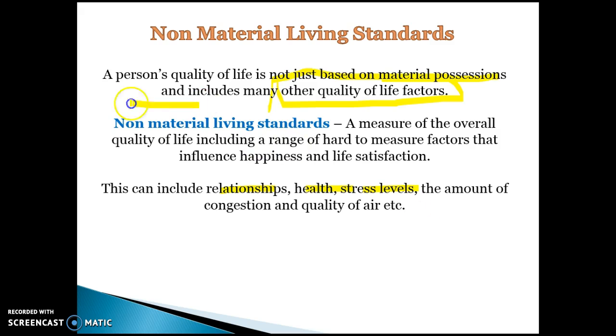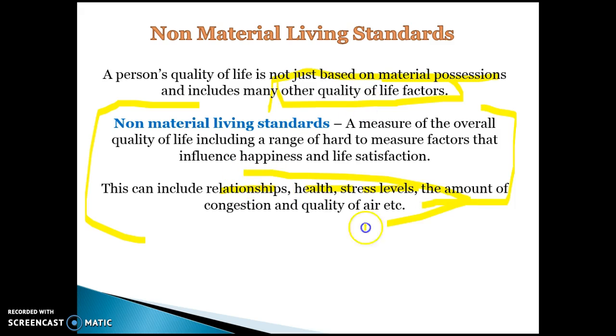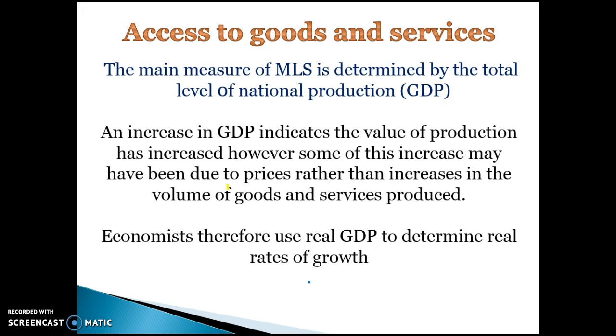I know it sounds simple, but make sure you do define this properly and say terms like quality of life factors, and provide examples when you get asked questions about living standards, because it's really important that you have a holistic definition. In terms of access to goods and services, the main measure of material living standards is determined by the country's level of GDP, and that indicates the total value of production.